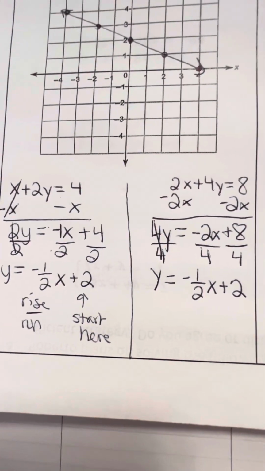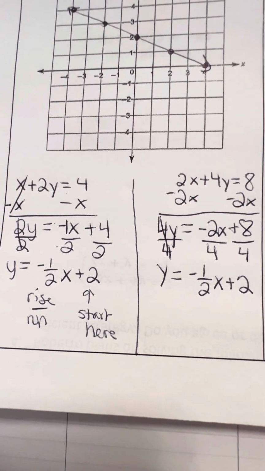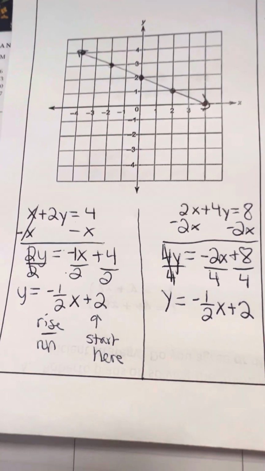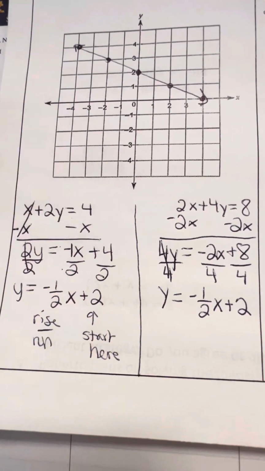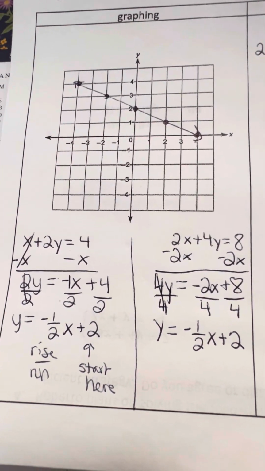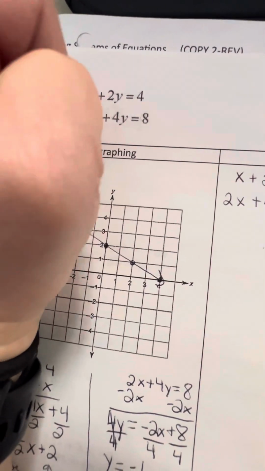Now, if you notice, they are both the exact same thing. So what is going to happen is there isn't going to be a second line, because the other one that I just did will sit on top of that one. So this is what it looks like when you have an infinite solution set. So this is infinite.